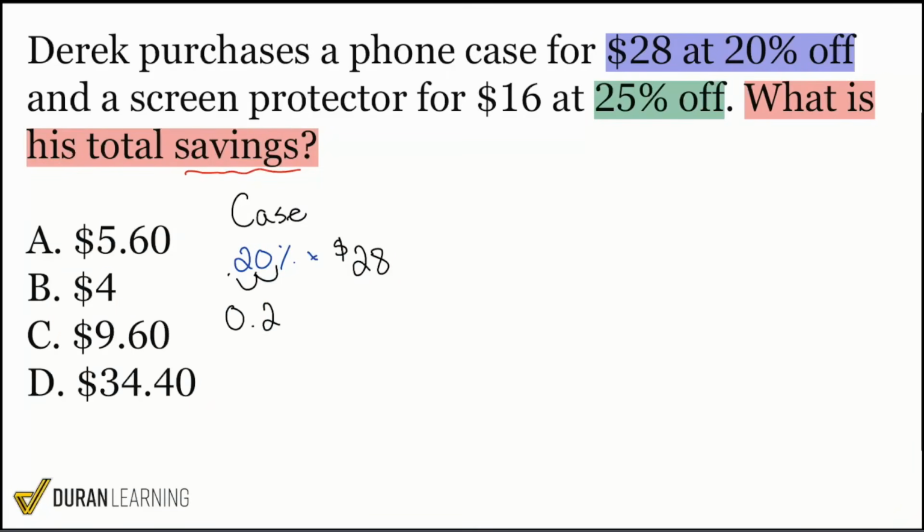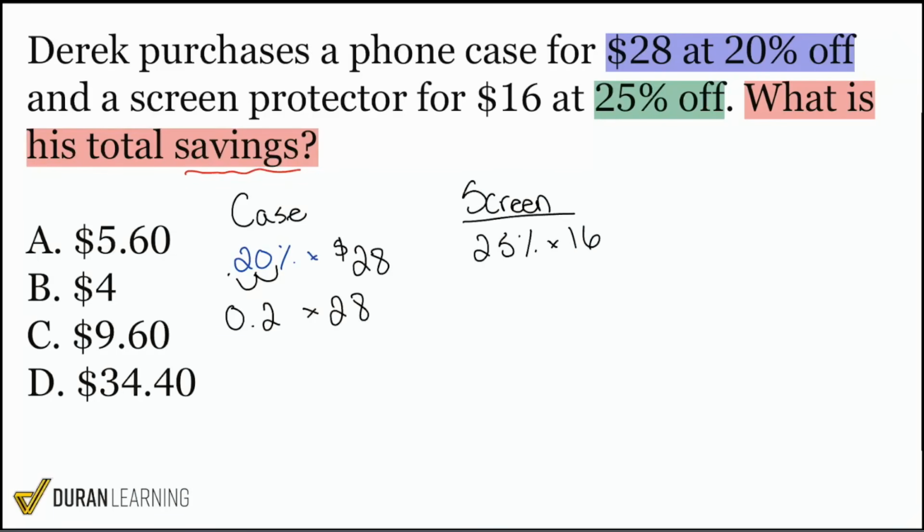0.2. You can also call it 0.20, but remember, any zero that's trailing at the end, you don't need to write it. Again, the same thing goes for $1 versus $1.00. It's the same thing. We just don't need to write that zero if it's not necessary. So there we are. So we have 0.2 multiplied by 28, and that's what's going to give us that first bit of savings. The second part for the savings, we can do that for the screen protector. And we'll calculate that with 25% multiplied by the $16.